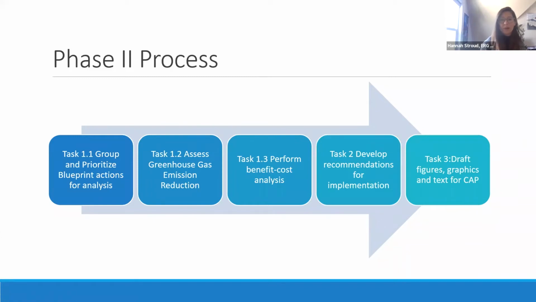I was just going to give you a quick overview of what phase 2 looks like, so what ERG is working on for Acton. We broke up phase 2 into 5 subtasks or steps. Right now, we're wrapping up task 1.1, which is the grouping and prioritization of strategies from the blueprint. We're about to launch into tasks 1.2 and 1.3, which are the greenhouse gas emission reductions analysis and the cost benefit analysis. And we'll be diving more into what our methods will look like and what some of those outputs from phase 2 will look like.